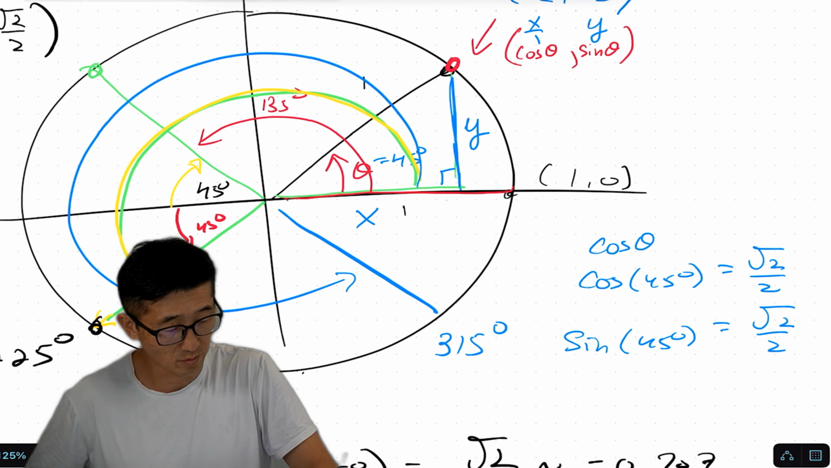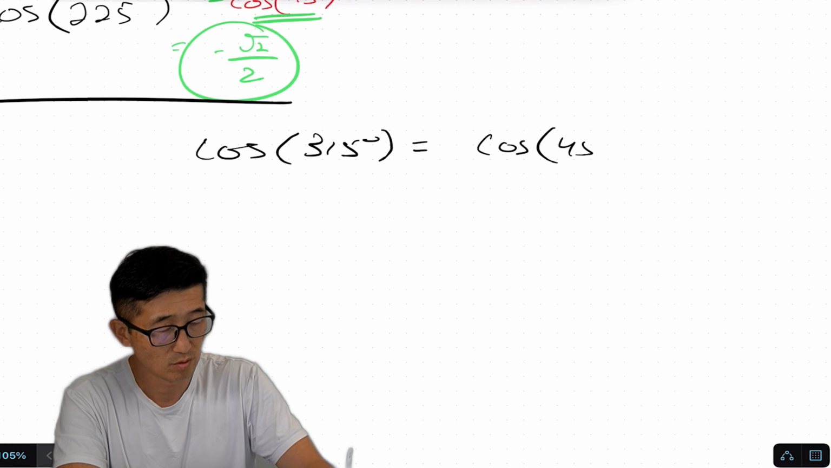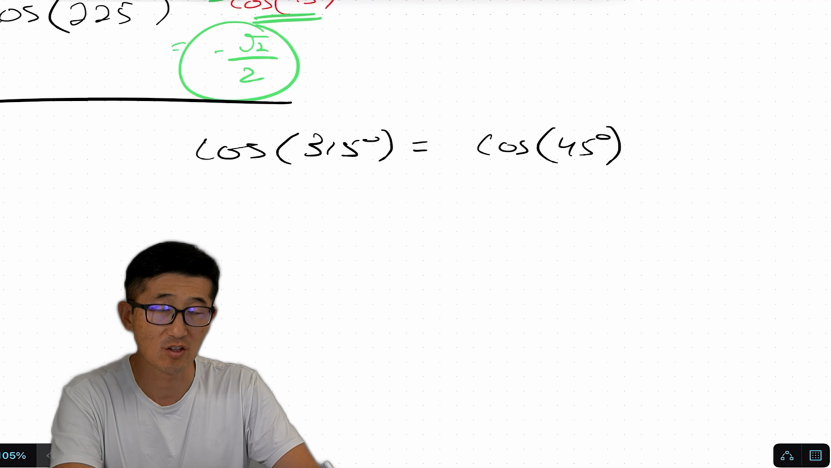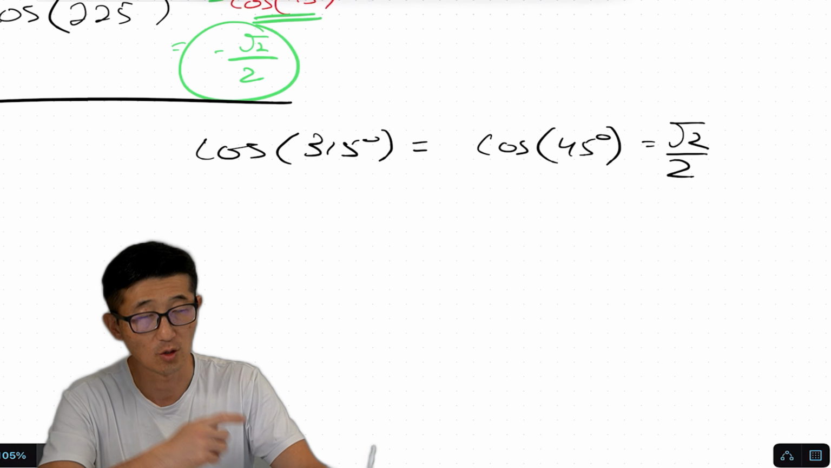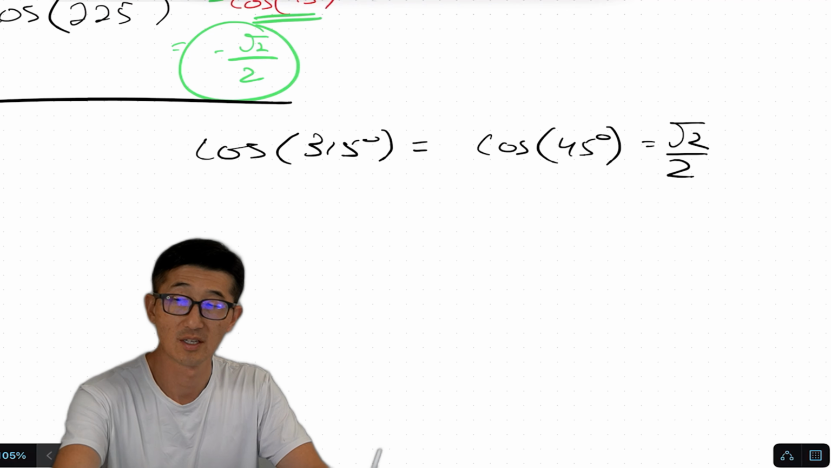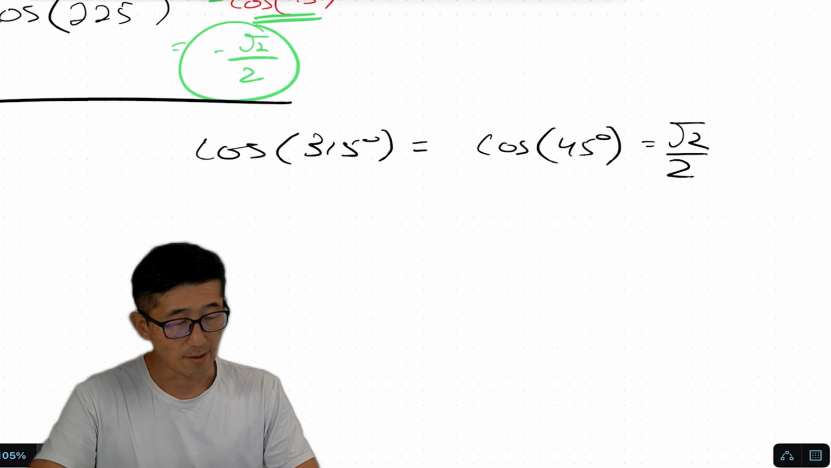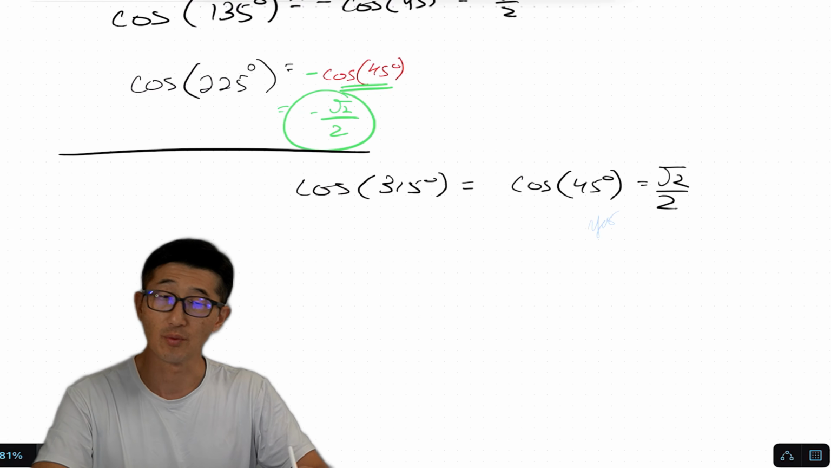All right, so cosine of 315 is the same thing as cosine 45, because the x values in quadrant 1 and quadrant 4 are exactly the same, positive. There you go. Does that make sense? Okay. I think that's good for some practice problems now. Let's see.